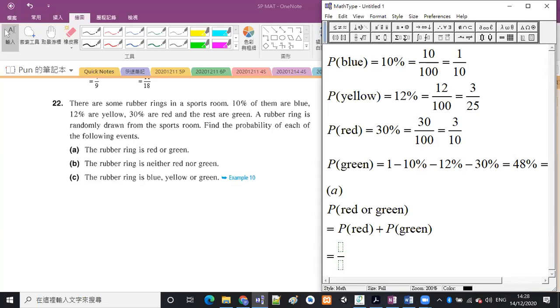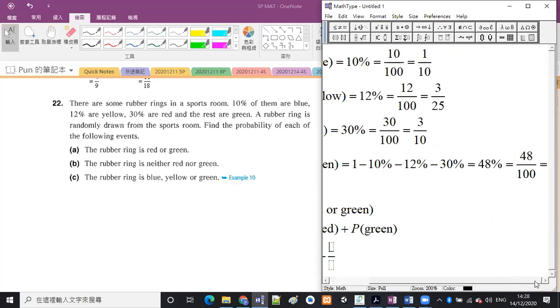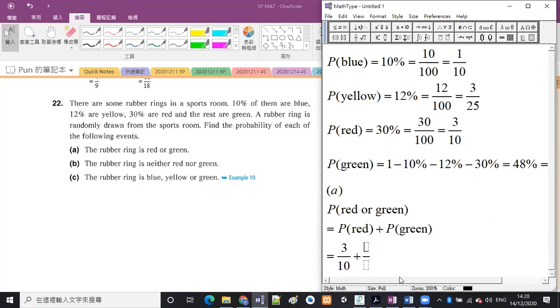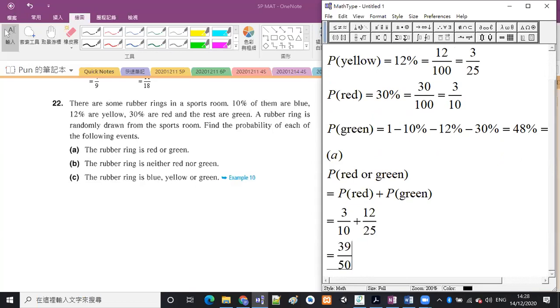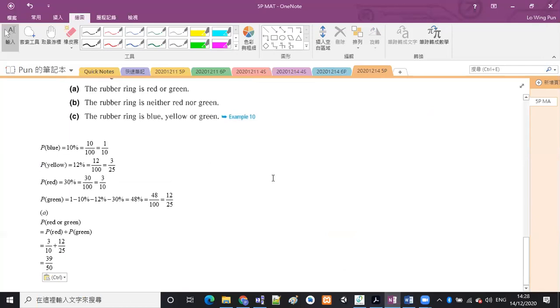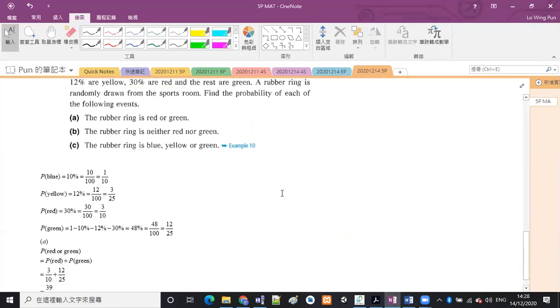So it will be 3 over 10 plus what's that? 12 over 25. Okay, so that should be equal to what? 39 over 50. Okay, this is part A. And then part B.